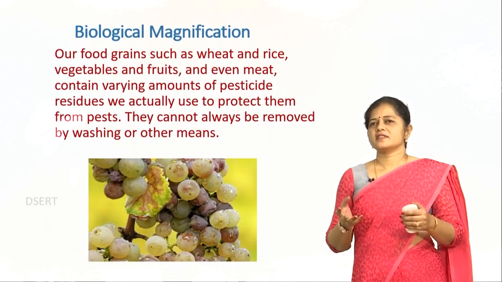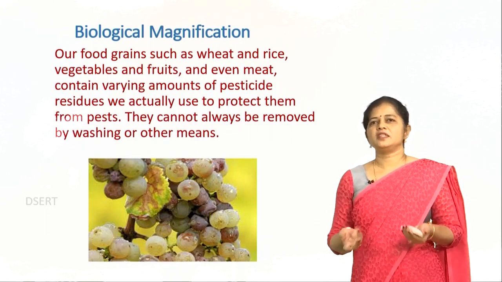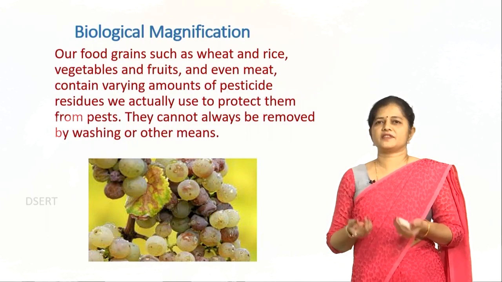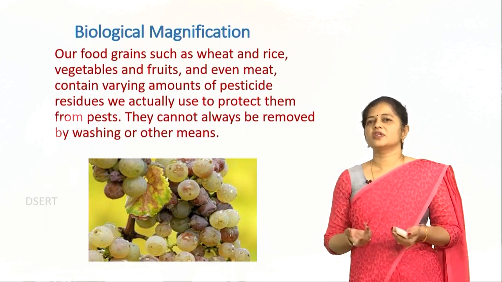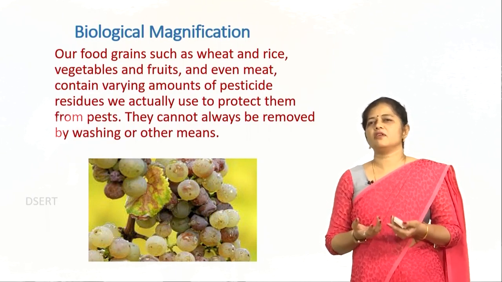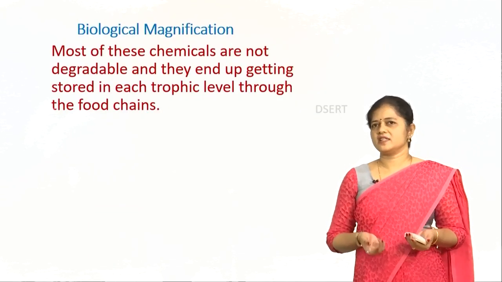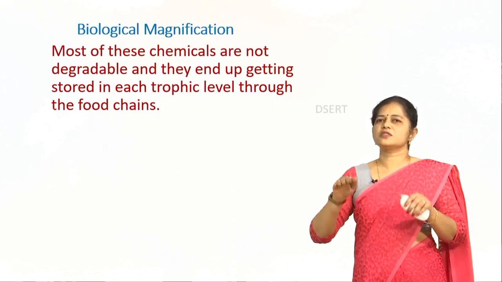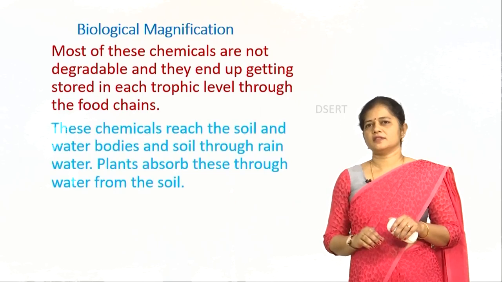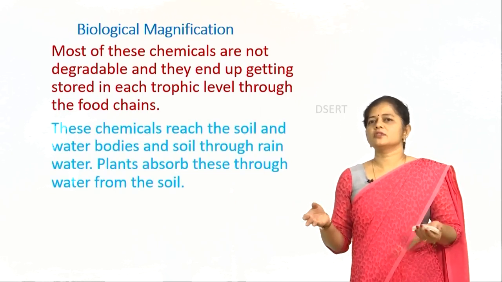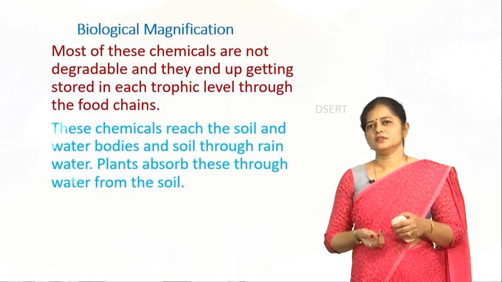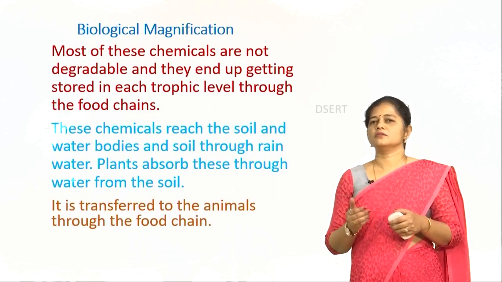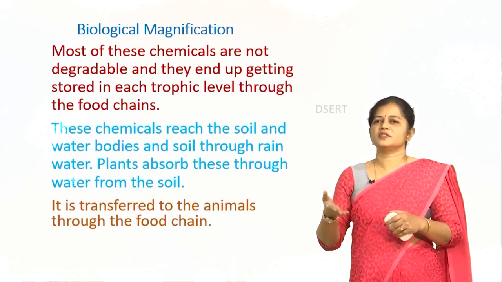Food grains such as wheat, rice, vegetables, fruits, and even meat contain various amounts of pesticide residues, which we actually use to protect them from the pests. Why? Because they cannot always be removed by washing or any other means. So what happens? Most of these chemicals are not degradable, and they end up getting stored in each trophic level through the food chains. These chemicals reach the soil and water bodies through rainwater. The plants absorb this water from the soil, and now this gets transferred to the animals through the food chain.